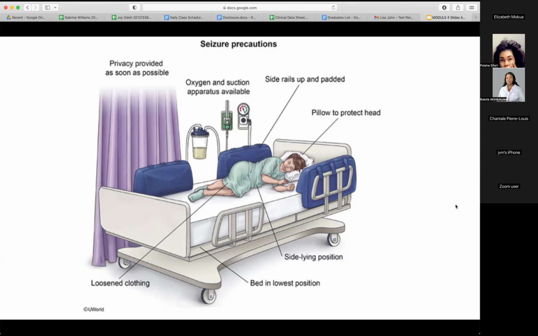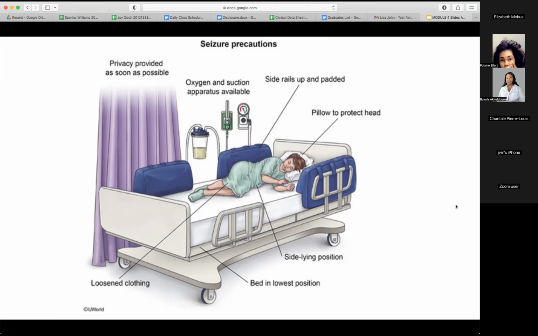Now, do you want the bed in the highest position or lowest position? Lowest. Good. Why? To reduce the fall in case it happens. Very good. Because if a patient falls, would it be worse for them to fall from the lowest possible or the highest possible? The highest, right. And remember, when somebody's having a seizure, they lose all control of their muscles. They're not controlling their body at all. So they can fall and really hit their head and hurt themselves. Okay.